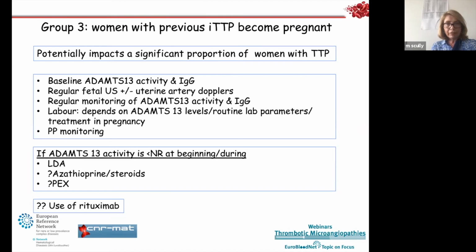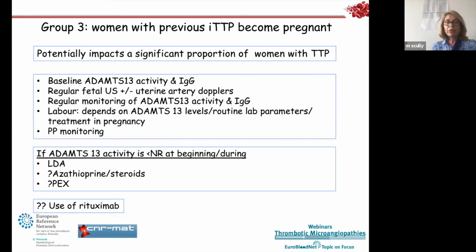We have regular fetal scans, uterine artery Dopplers. We manage labour a bit more than we normally would, unless everything's absolutely fine and then they go into labour on their own. But then monitor during the postpartum period. It's another critical time where we think, oh, we've got through pregnancy and everything will be fine, and then they relapse in the postpartum period.